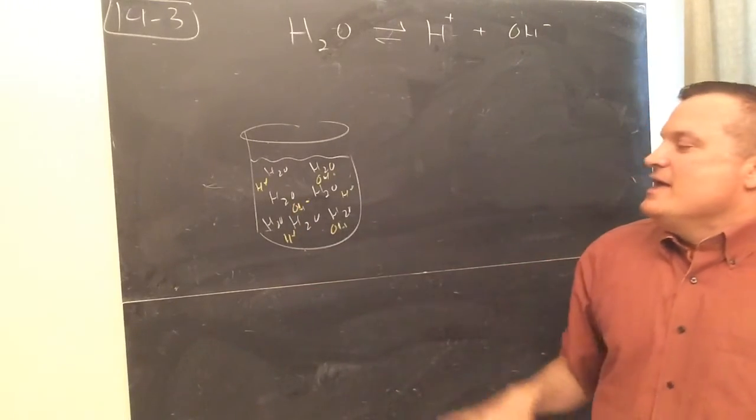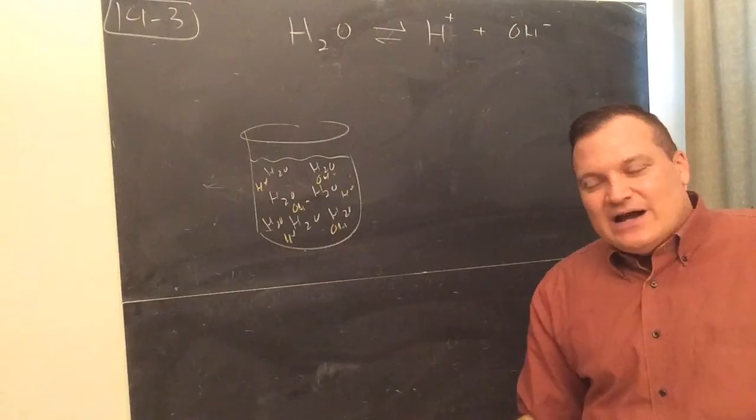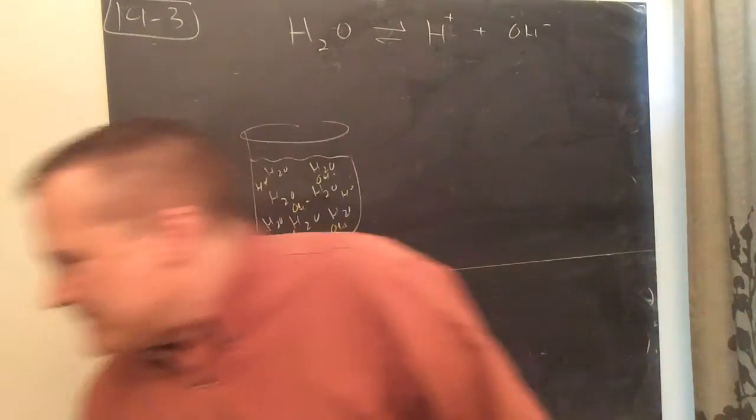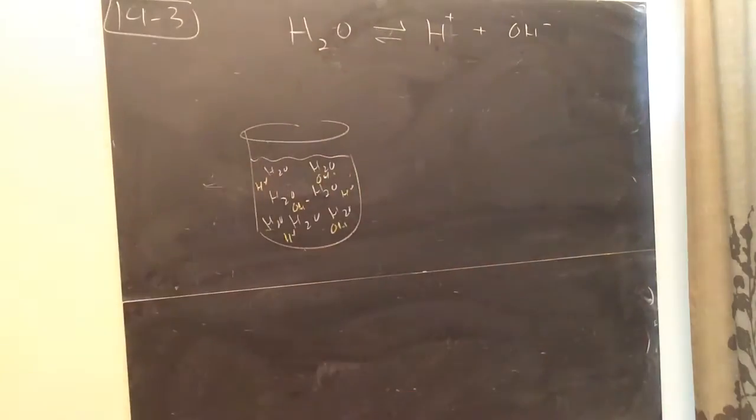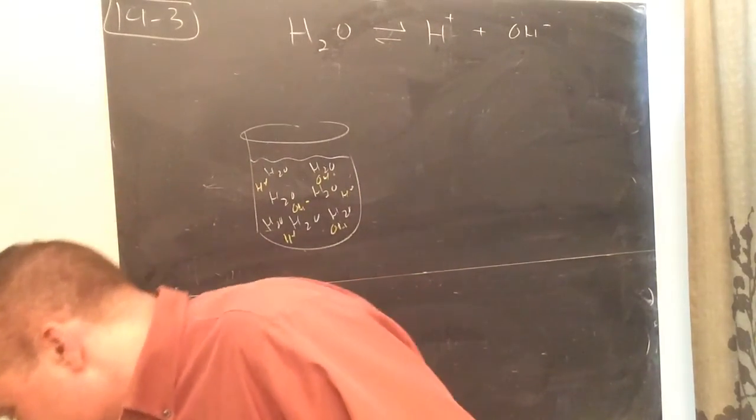Okay, so why do they break up? Well, the real reason why they break up is because they bump into each other. Temperature. Your temperature increases, they hit each other, and it breaks one apart.